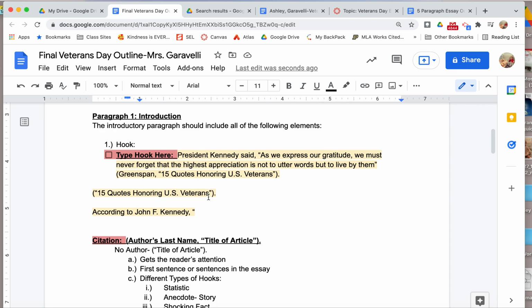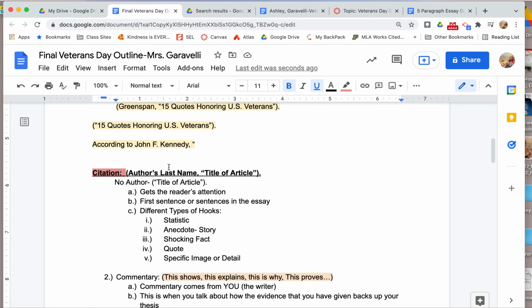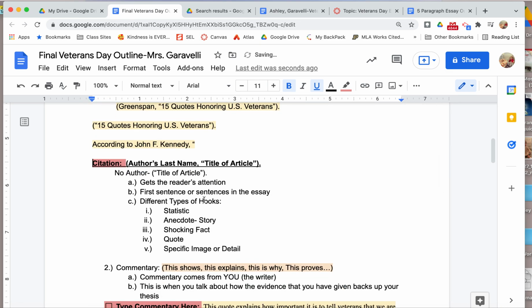Okay, so now we're going down here. Hook. So I put type hook here. This is where we're going to type your hook. And then down here, I put what the hook is.